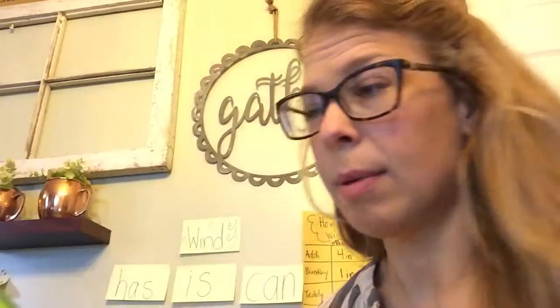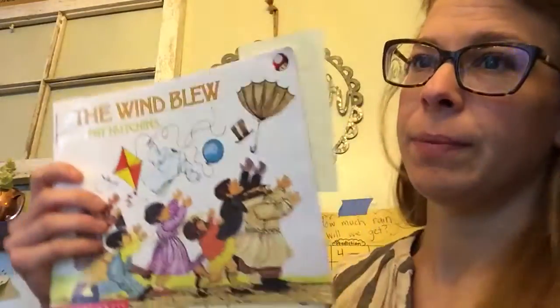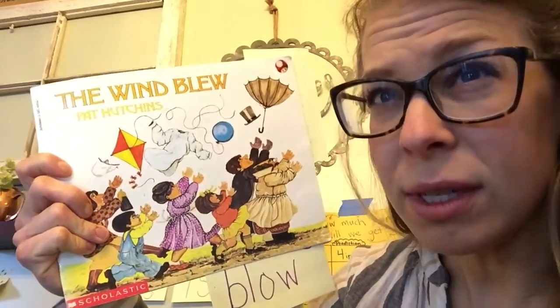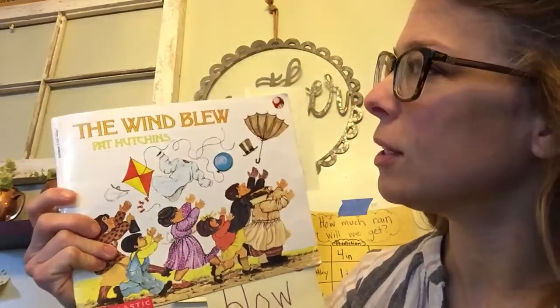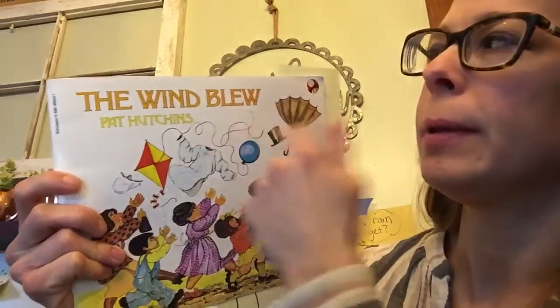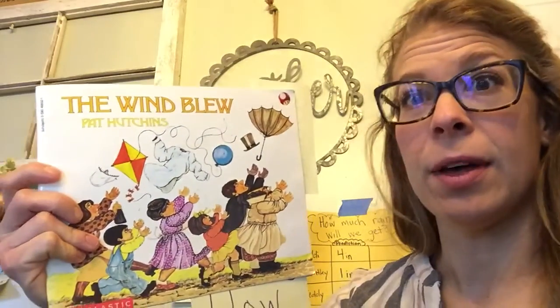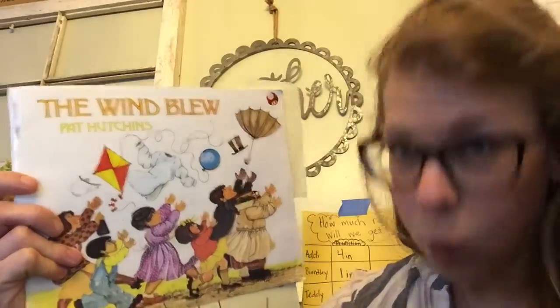Let's read about another thing that wind did in this fiction book. This is a fiction book because I see illustrations. Someone drew these people. This book is called The Wind Blew by Pat Hutchins. Let's read to find out about the wind.